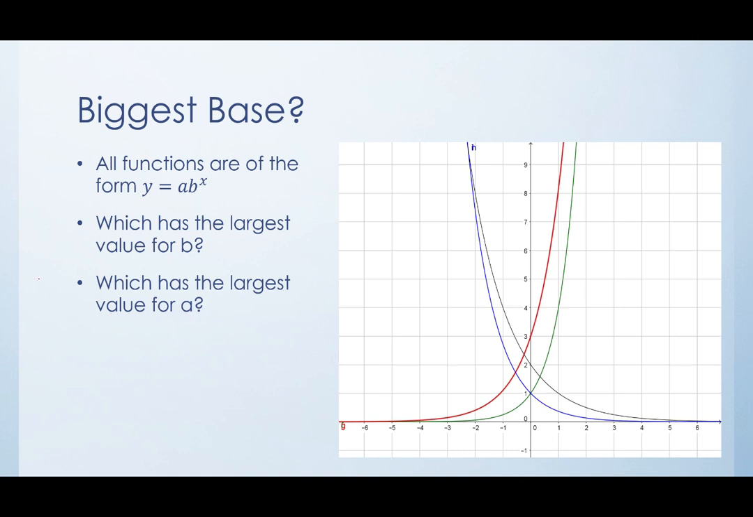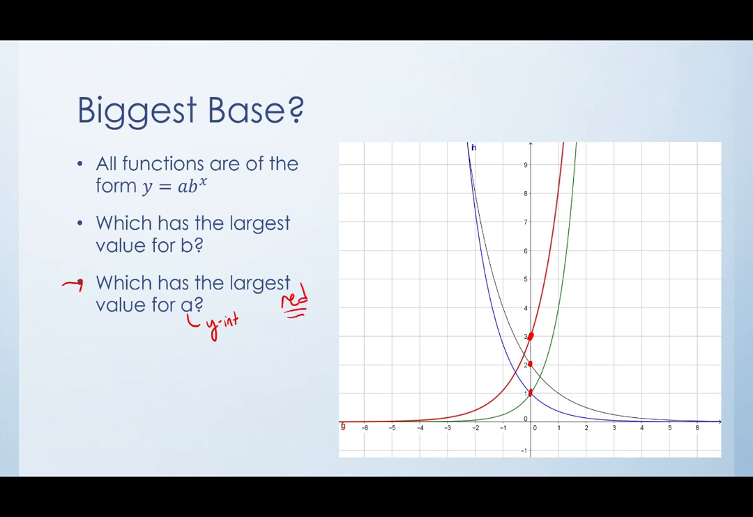I think that the second question is actually the easier one to address first, which has the largest value for a. So we've got a blue, a gray, a red, and a green. And for a, we've just got to look at the y-intercepts, right? So the red is at 3, the black is at 2, the green and the blue are both at 1 for our y-intercepts. And the a value is going to be your y-intercept until you get a vertical translation in there, which we're not doing yet. So which one has the largest value for a? It's going to be the red function.